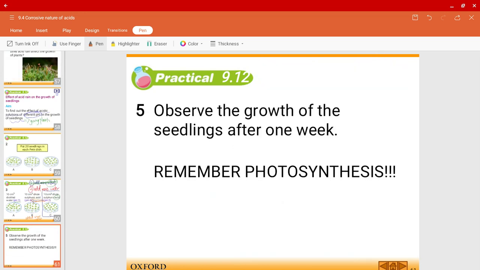Alright, and then afterwards, we'll observe the growth of the seedlings after 1 week, because in this 1 week, the lovely seedlings will undergo this process, which we're all familiar with, photosynthesis. Yes, guys, photosynthesis.